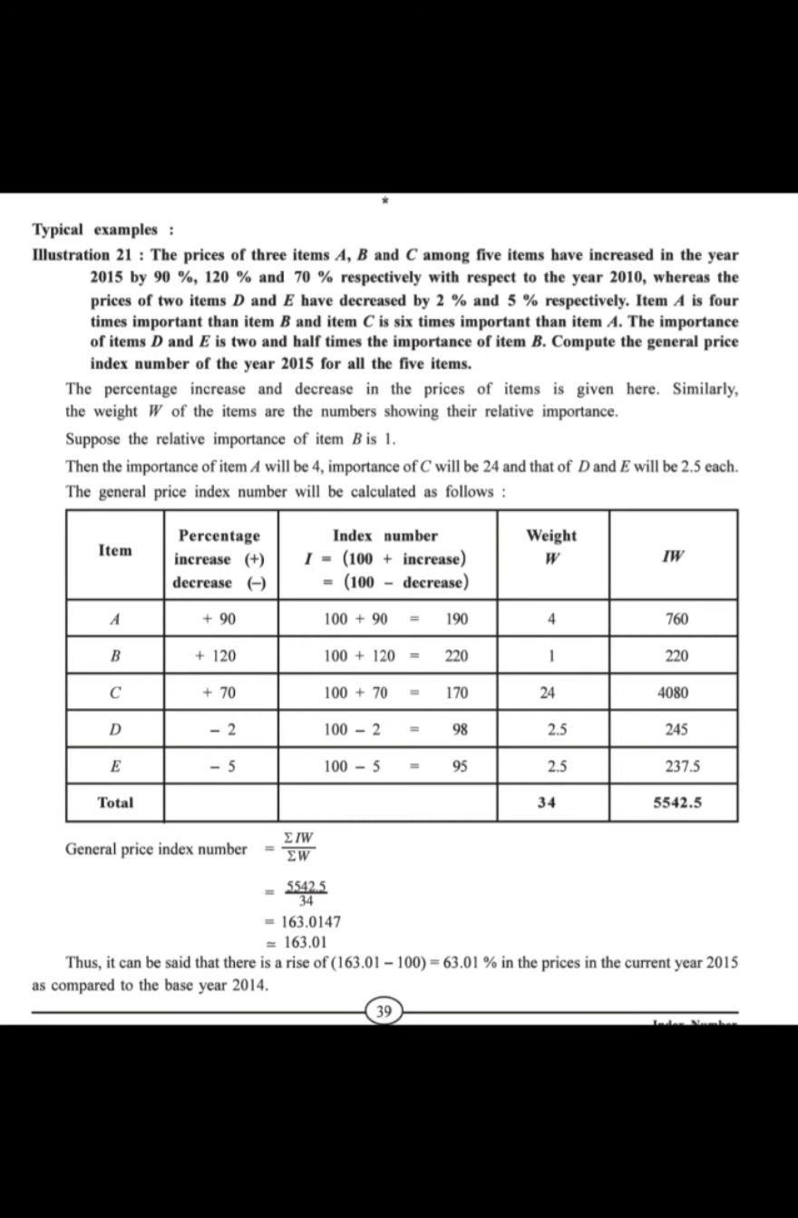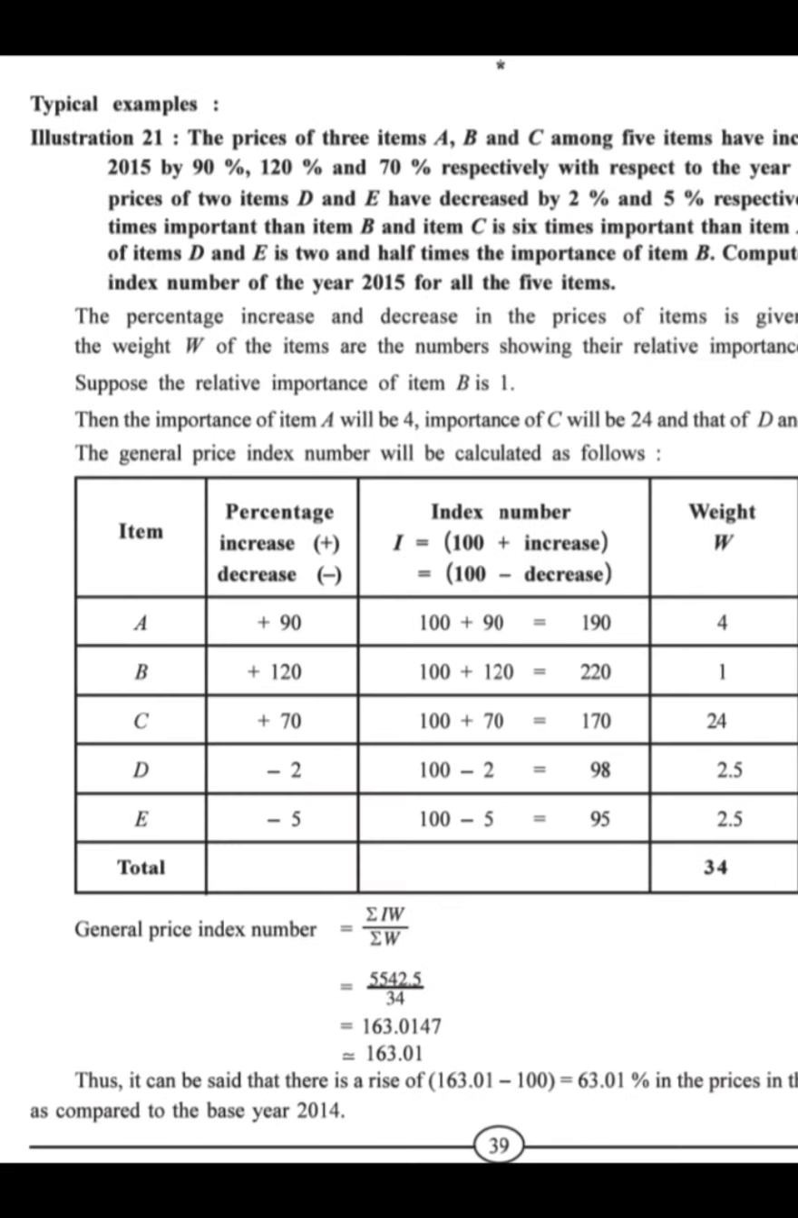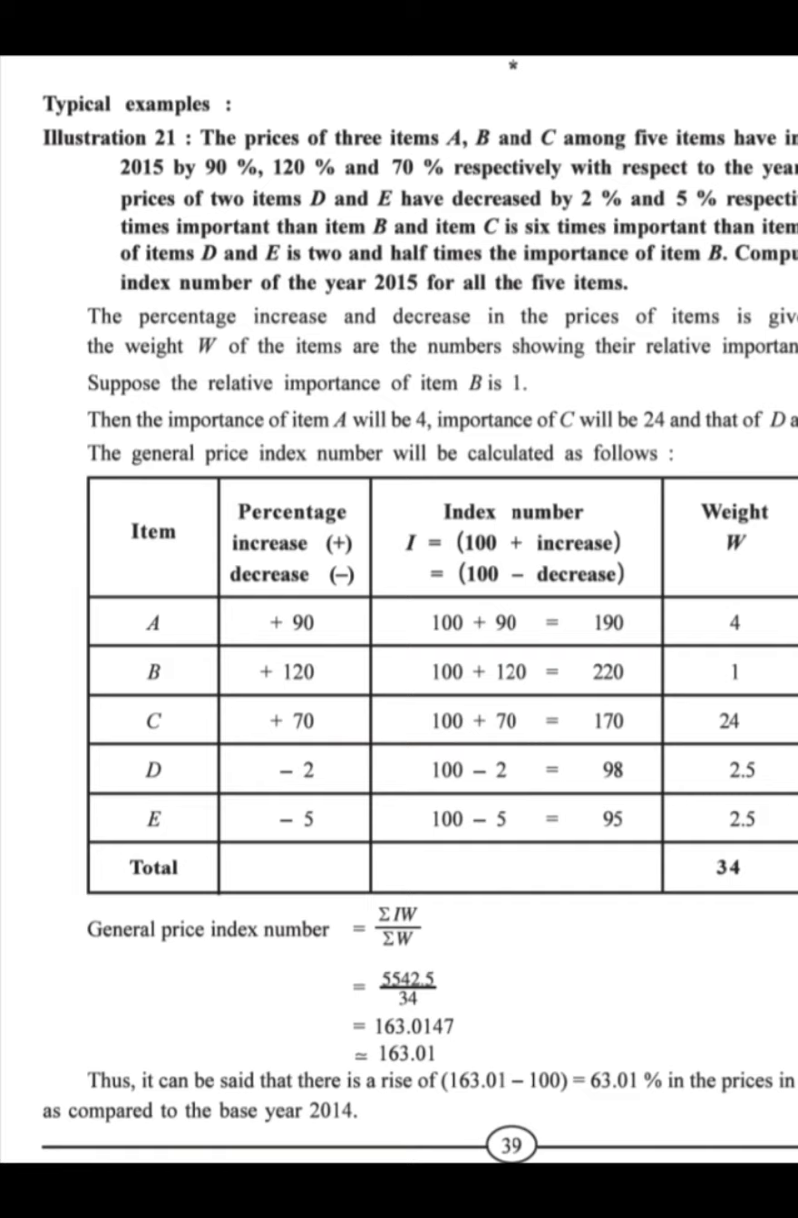Next you have exercise 1.4. In exercise 1.4 you have 5 sums which you need to complete. Then it is followed by the typical sums or typical examples. Now we are going to see that, and we will skip on to our 21st sum.